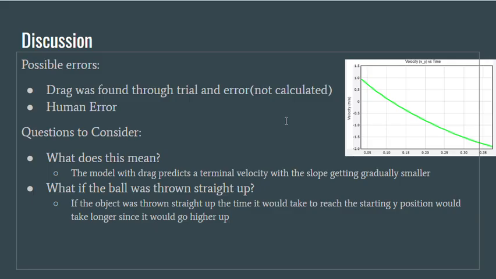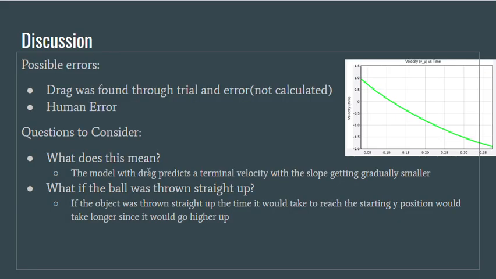Some possible errors were that drag was not calculated. It was found through trial and error, and you had to do it very slowly. Also, for Tracker, you had to individually click, which led to human error.